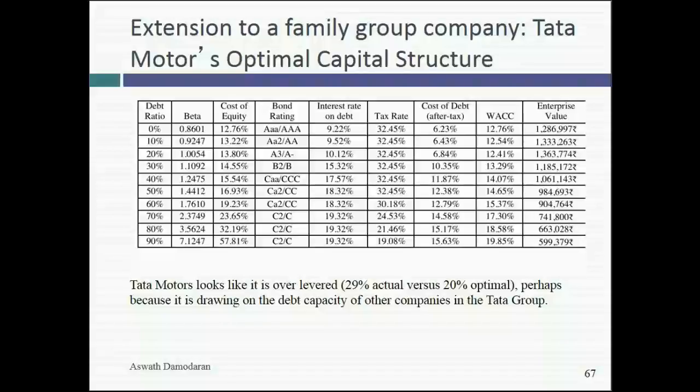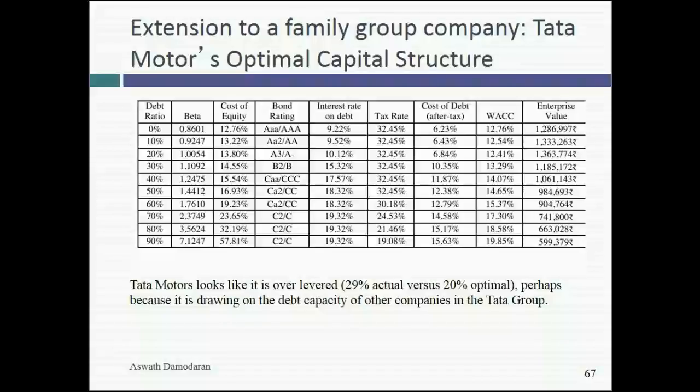Let me start with Tata Motors. With Tata Motors, the optimal debt ratio I came up with for the company was about 20% debt. If you look at the second to last column, the cost of capital is minimized at 20% debt. Their actual debt ratio was about 29%. So Disney was underlevered. They had too little debt. Tata Motors is overlevered, right? There's too much debt.